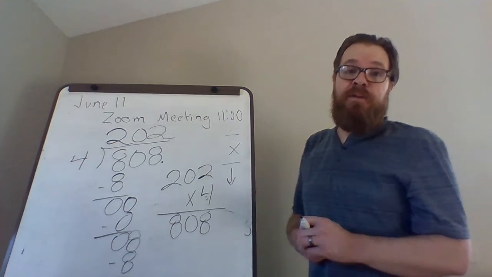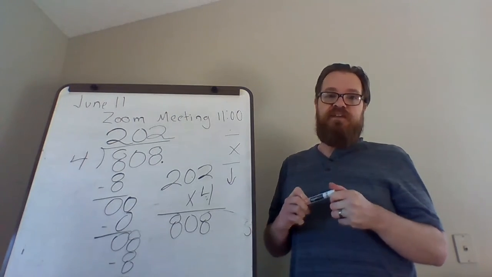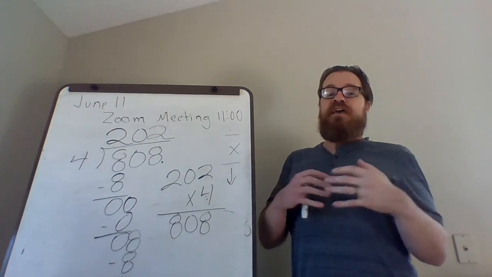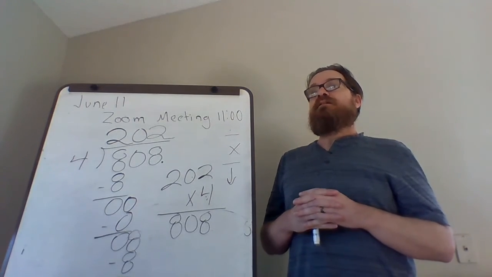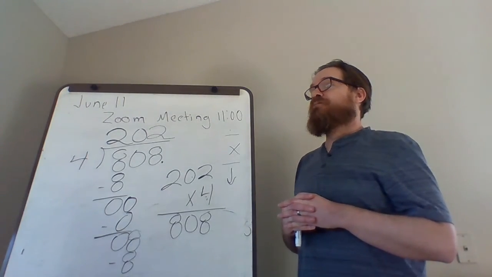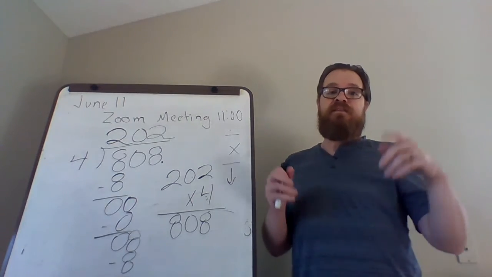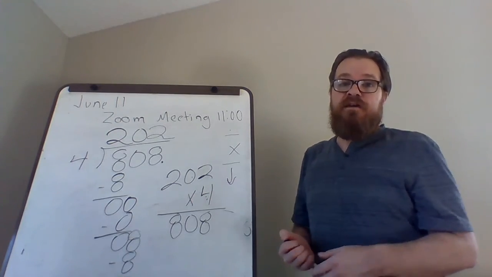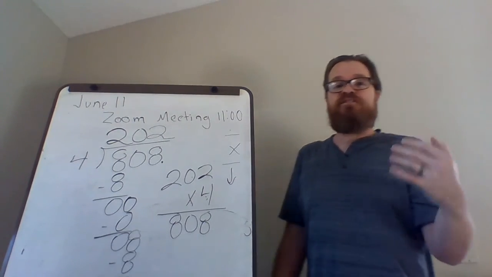Let's talk about what I need you to do today. You watch this video, which is fantastic. You're going to have a new activity that I'm going to set up for you. It's going to be like summer school, math, 5th grade, June 11th. Then we'll have our Zoom meeting at 11 o'clock, and we can do some more division problems.